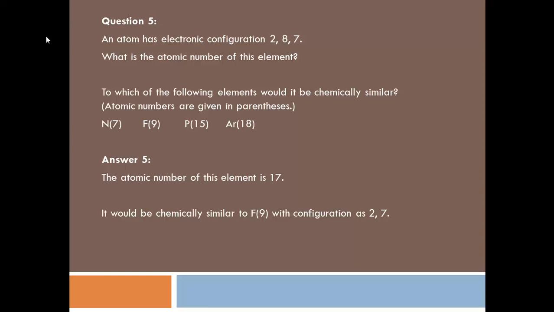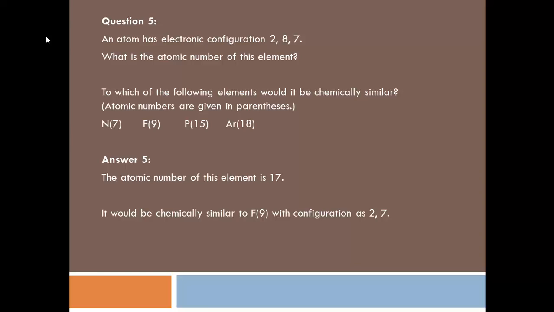An atom has electronic configuration 2, 8, 7. What is the atomic number of this element? So we know that totally 17 electrons are there. Atomic number is 17. Therefore, it is chlorine. Okay. And to which of the following elements would it be chemically similar? Atomic numbers are given in parentheses. Nitrogen, fluorine, phosphorus and argon.